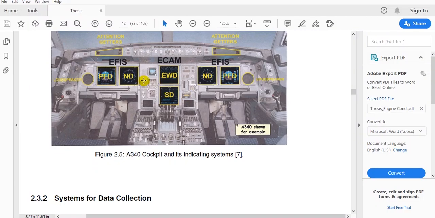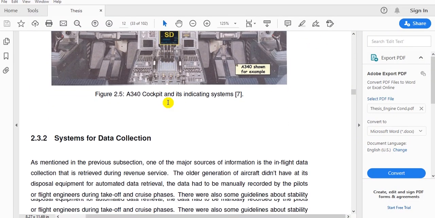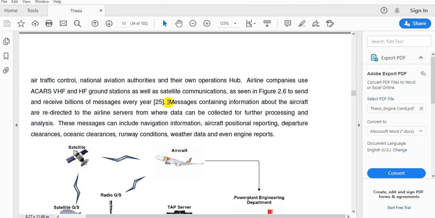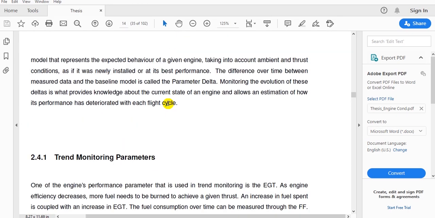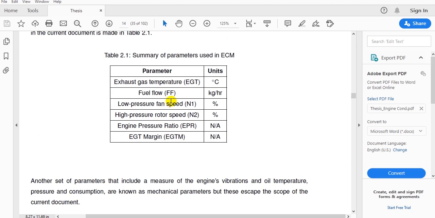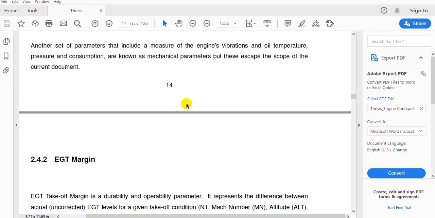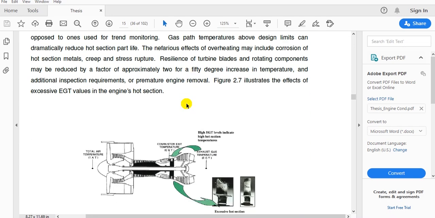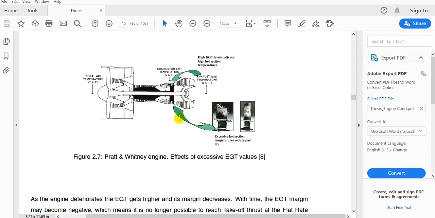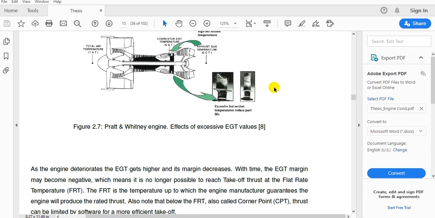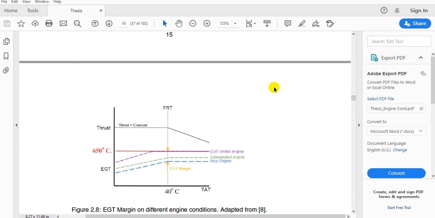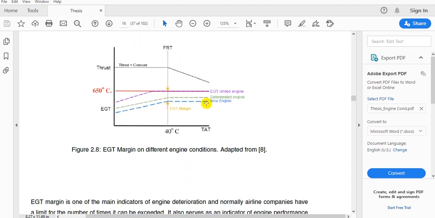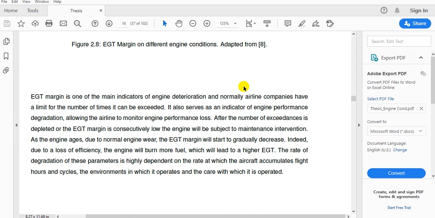Here is the control cabin and the screens. Here are the parameters. EGT margin. By the way, when I was in Lotus Air, we decided to replace the engine to refurbish at an EGT margin of 4, not 0 or minus. This figure speaks about the EGT margin and N1 also.